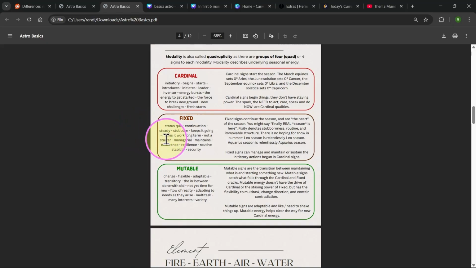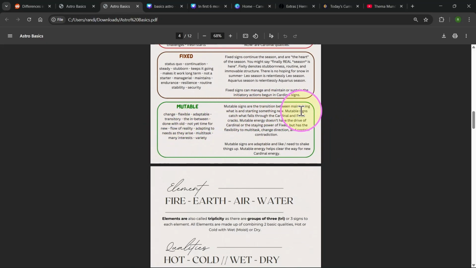I would also add depth and investigation. Fixed signs kind of have the time and the energy to get to the bottom of stuff or to fixate on things. Fixed signs continue the season, are the heart of the season. You might say finally real season is here instead of the start-stop of a cardinal initiation. Fixity denotes stubbornness, routine, and immovable structure. There is no hoping for snow in summer. Leo season is relentlessly Leo season. Aquarius season is relentlessly Aquarius season. Fixed signs can manage and maintain or sustain the initiatory actions begun in cardinal signs.